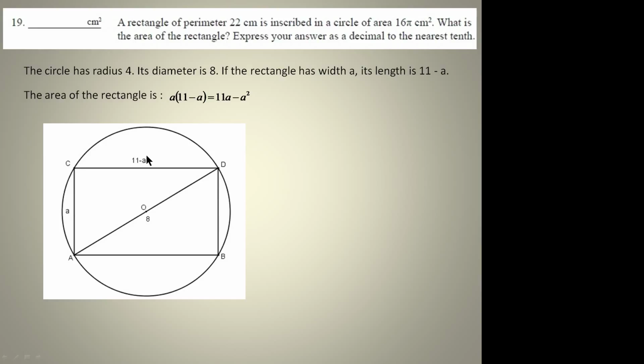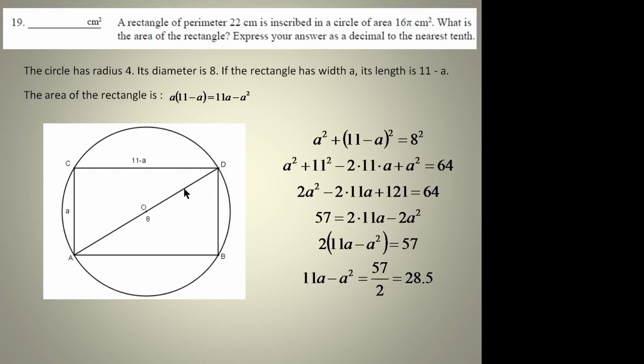So a, 11 minus a. Then the area of the rectangle is a times 11 minus a. But we still don't know what a is. But we want to find the area here. We might not be able to find a, but this is very important. So how can we find a, or the relation, the condition for a?